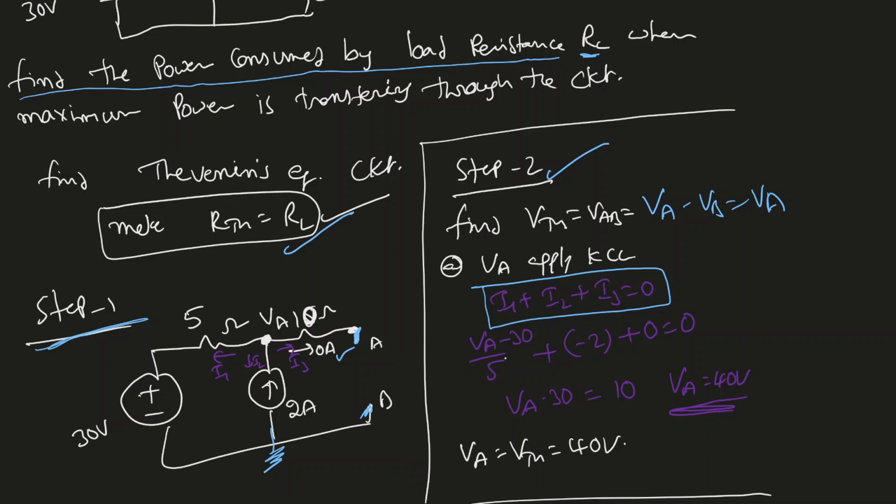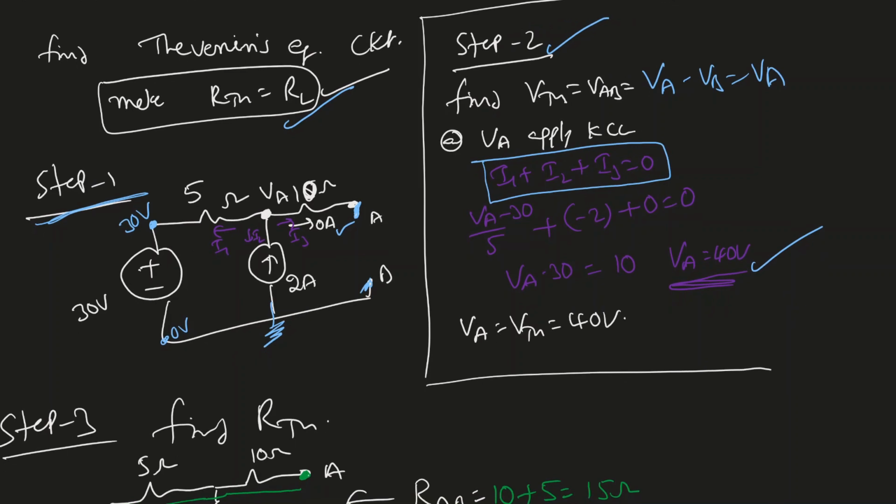I1 equals VA minus 30. The voltage at this point is 30 volts, because this is grounded, that's 0 volts. Minus 2 plus 0. So I end up with VA equal to 40 volts. That VA is nothing but V Thevenin because VB equals 0. I end up with that value as 40 volts.